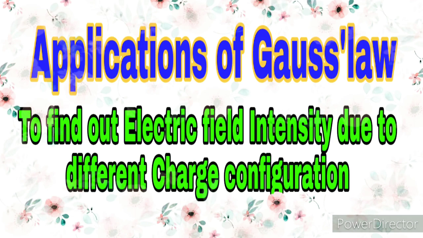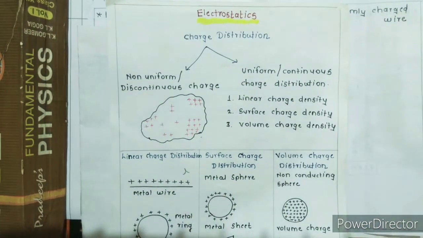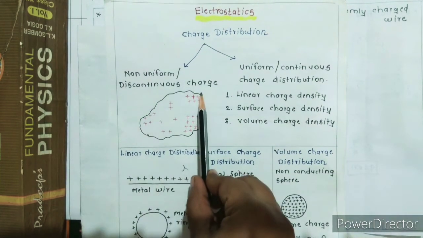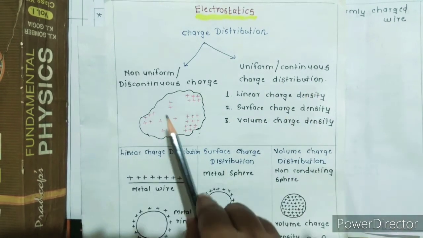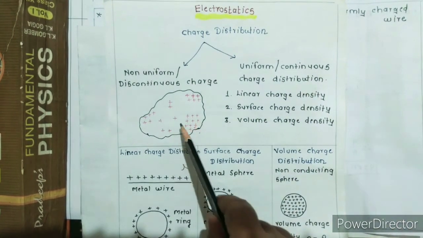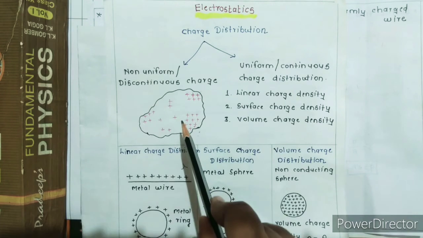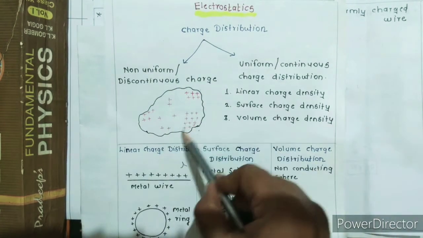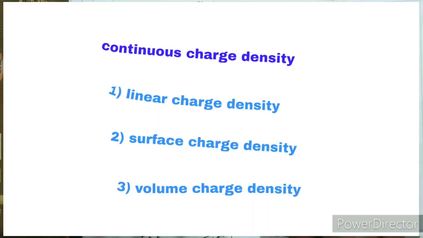The first concept is the charge distribution. Charge distribution types: non-uniform or discontinuous charge distribution, or uniform or continuous charge distribution. In non-uniform charge distribution, as its name suggests, charge is distributed unevenly, as shown in the figure. Uniform charge distribution has three types: linear charge distribution, surface charge distribution or density, and volume charge distribution.